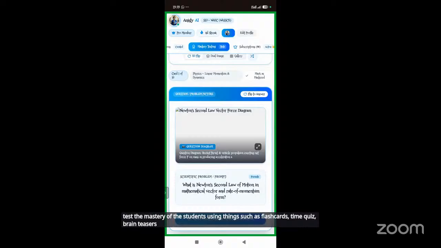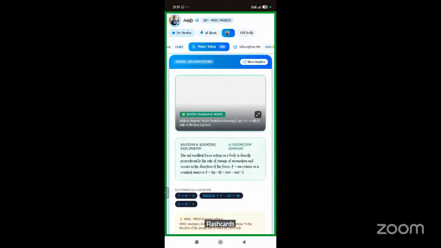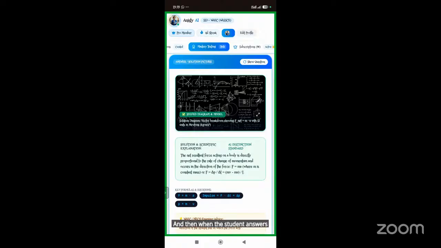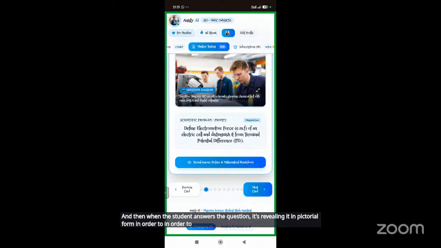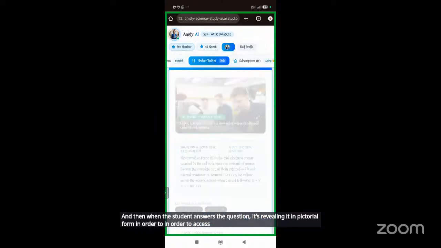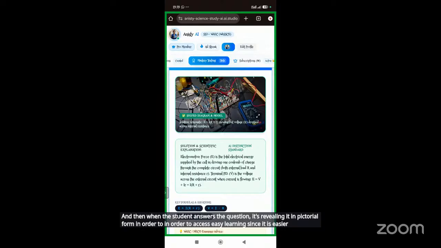Here we have flashcards, and when the student answers the question, it reveals the answer in pictorial form in order to aid easy learning, since it is easier when somebody is learning with images.